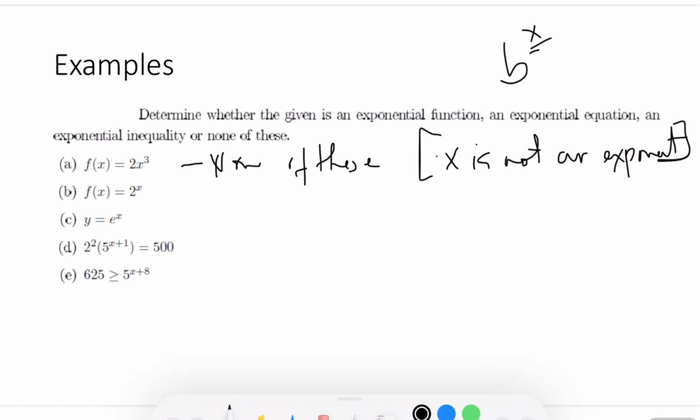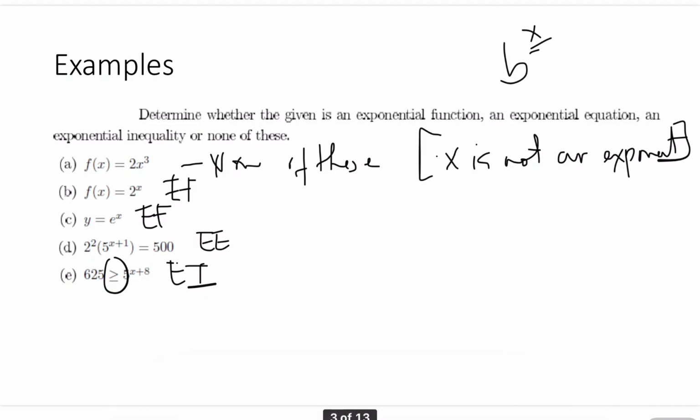But for letter B, x is now an exponent. So which of the three? This is just an exponential function. And for letter C, another exponential function. Letter D, we have only one variable, which is x. So this is now an exponential equation. And E is an exponential inequality because it uses an inequality symbol, greater than or equal to.